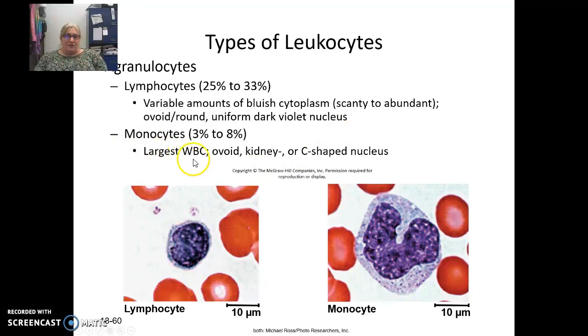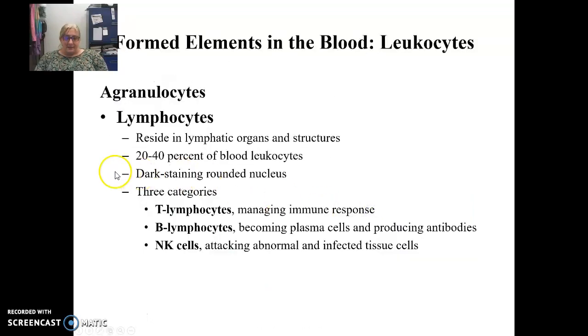Monocytes, these are the largest of our white blood cells. They have a large nucleus, not as large as the lymphocyte for the size. When monocytes become activated, they are converted into macrophages, and they are specialist phagocytes.